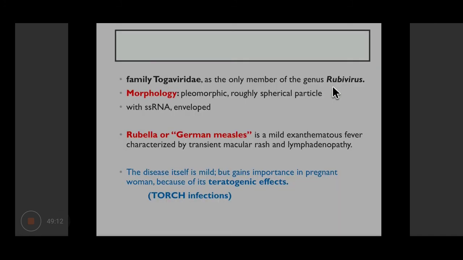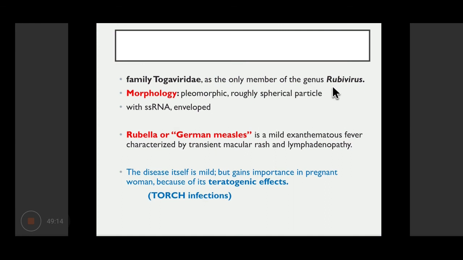So another virus is rubella. Okay, its vaccine is also given along with measles and mumps. So MMR, it includes measles, mumps, and rubella. But rubella doesn't belong to paramyxoviruses. It belongs to a separate family, Togaviridae. And Togaviridae has multiple genera, and the Rubivirus genus includes only one member, that is the rubella virus. Okay, so it is a distinct virus.